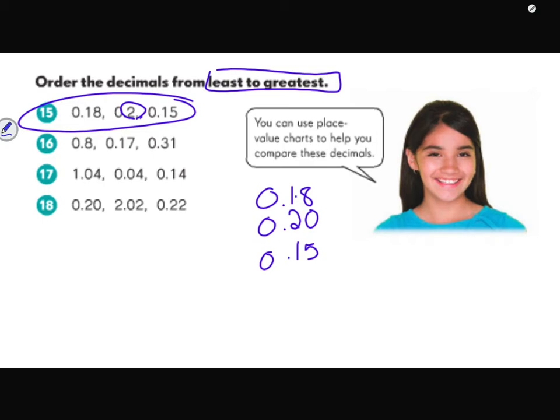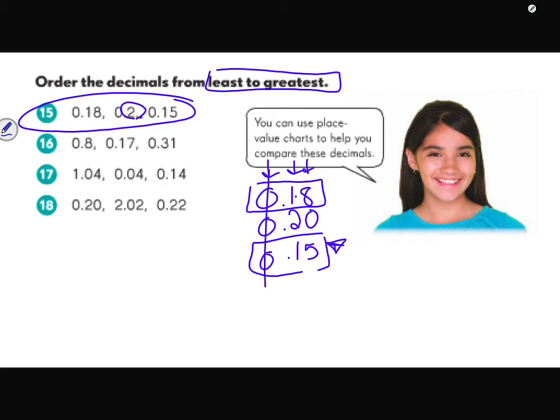Now I'm comparing for the least. I look at my ones place. They're all zeros, so I can't compare that. Now I'm going to look in my tenths place. I'm looking for the smallest. I see I have a 1 in the 18 hundredths and a 1 in the 15 hundredths, so I have to compare these two. I can go to the hundredths place. 5 hundredths is smaller than 8 hundredths. So I know that 15 hundredths is smaller than 18 hundredths.